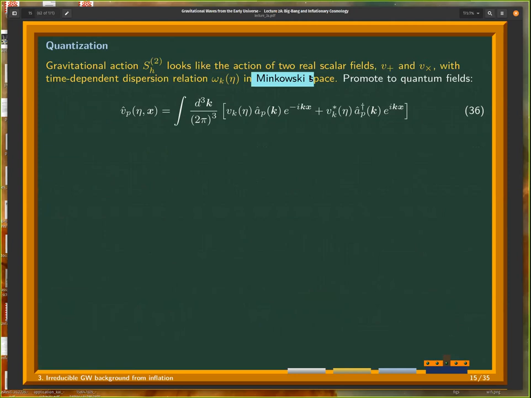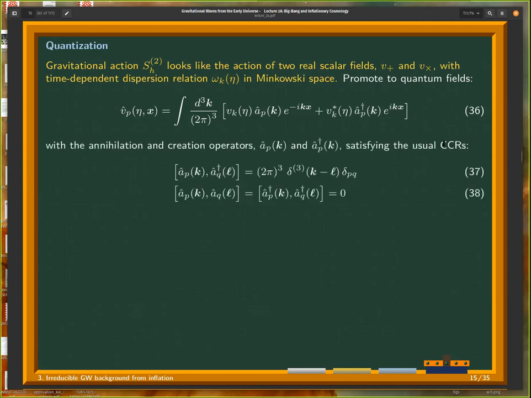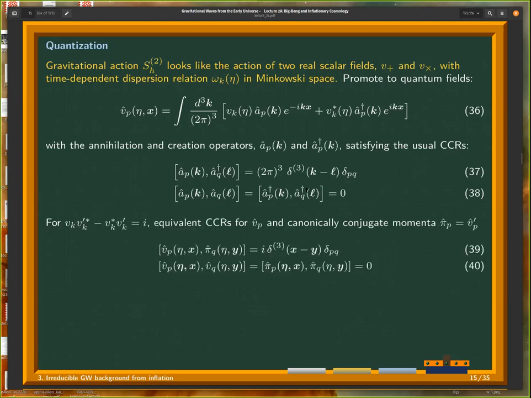And as we want to talk about the amplification of quantum fluctuations, we can now promote these two fields, v plus and v cross, to quantum fields. So we take each of the two fields and write them down in second quantization as such a Fourier integral, where we have some annihilation operators and some creation operators. Now we can quantize this theory. We can just impose canonical commutation relations for the annihilation and creation operators. We can do the same for the field itself and its canonically conjugate momentum. So instead of these commutation relations, we can also use these commutation relations.